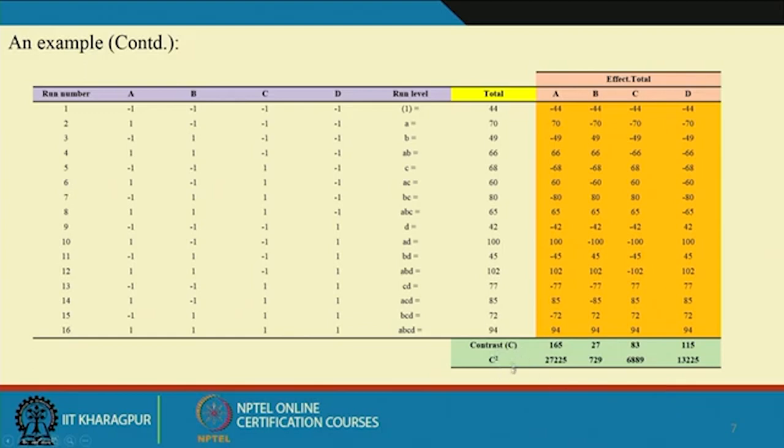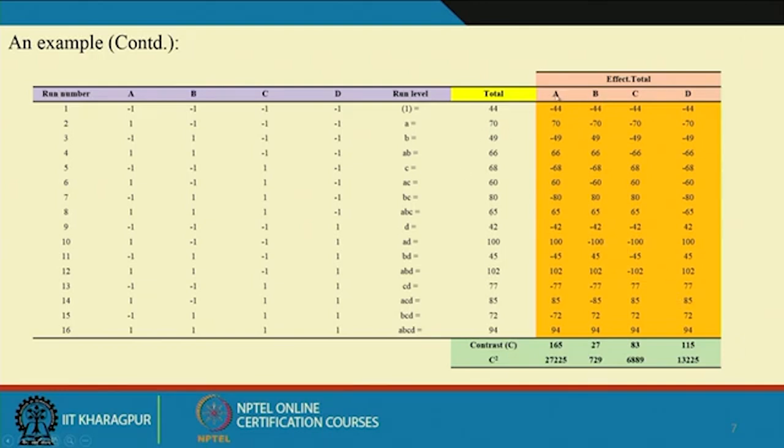Now, what we basically want is to compute the contrast, and then the contrast square, because the contrast will give us the mean effects, all effects, and the contrast square will give us the sum of squares. Suppose you want the contrast for A, then the A column will be multiplied by the run level, the treatment combination. This numerical value comes from the total. So, this total multiplied by the A column gives this column, the total multiplied by the B column gives this column, like this.